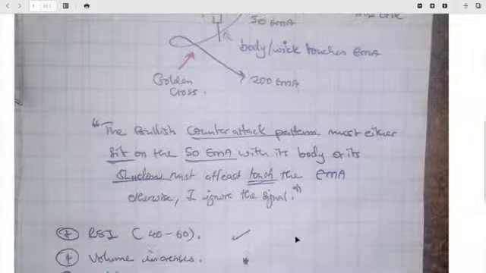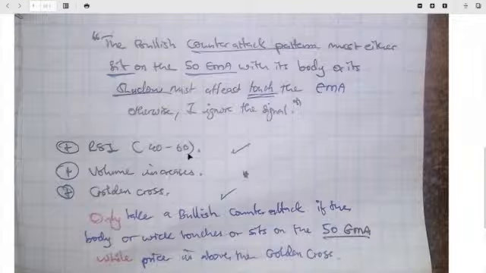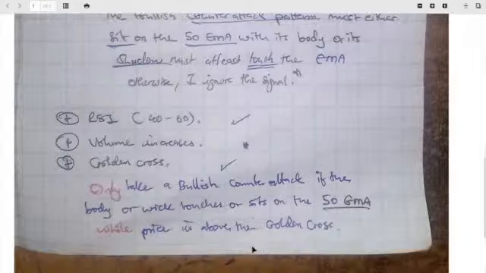Signal. Now, again, guys, the RSI should be between 40 and 60, the volume should increase. So this is a special thing. Sometimes it happens, sometimes it doesn't. But ideally, you want it to happen, and then the golden cross should be there. Only take a bullish counterattack if the body or wick touches or sits on 50 EMA while price is above the golden cross.